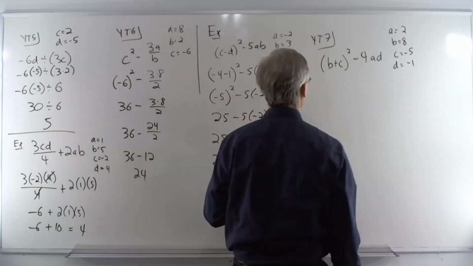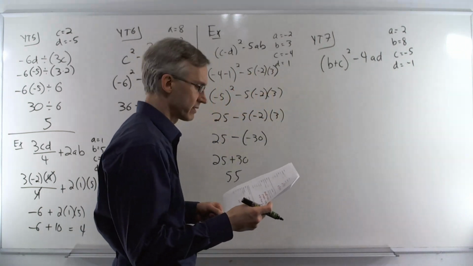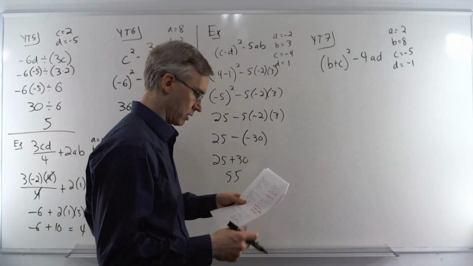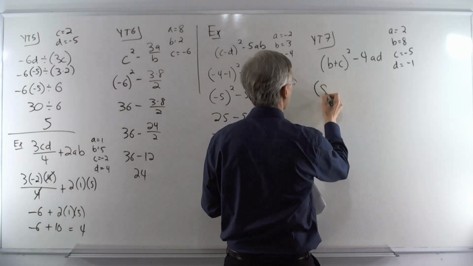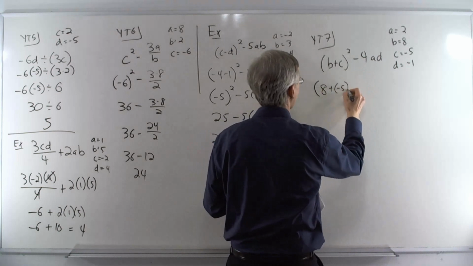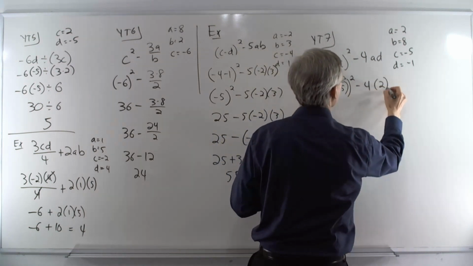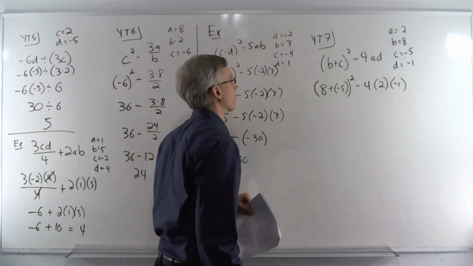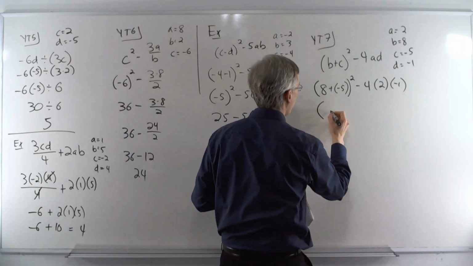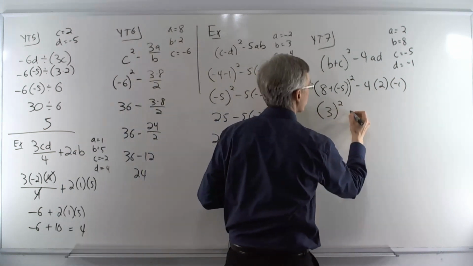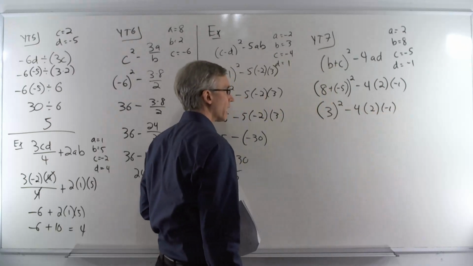So we've got b plus c squared minus 4ad, where a equals 2, b equals 8, c equals negative 5, and d equals negative 1. All right, let's plug these in. We've got (b plus c), that's 8 plus negative 5. And we're going to square that, minus 4 times 2 times negative 1. Starting inside the parentheses, 8 plus negative 5 is 3, so that gives us 3 squared minus 4 times 2 times negative 1. Exponents next.